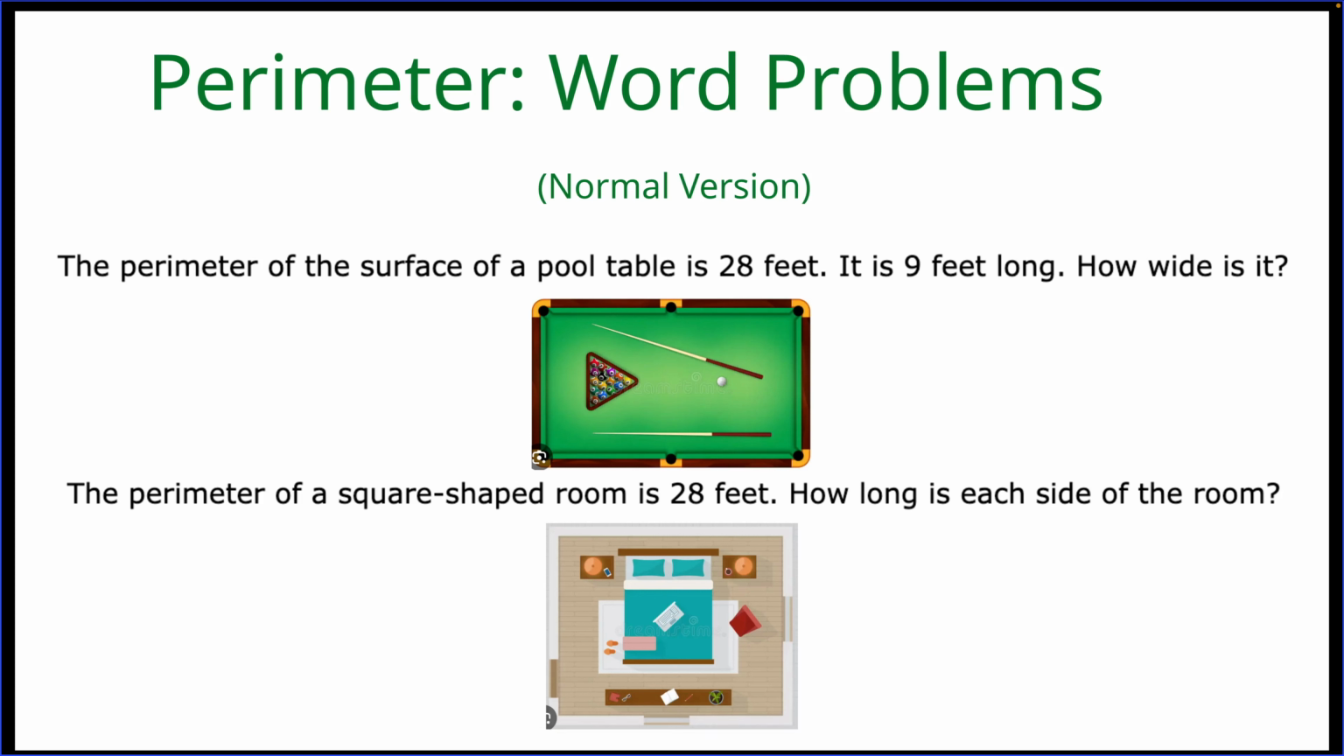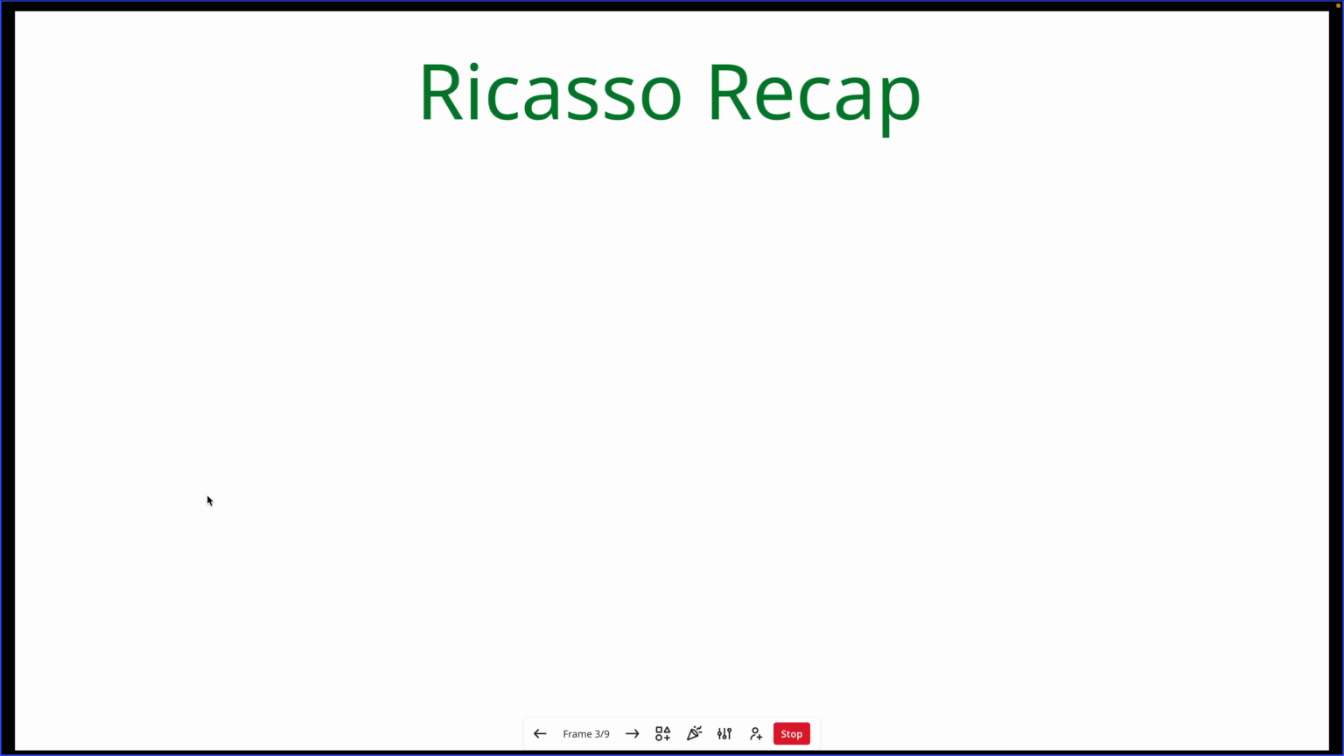Today we're going to be looking at perimeter in word problems, similar to these problems that you see on the screen. Just a reminder, this is the normal version of the lesson. If you'd like the speedrun version where we go through it pretty quickly, I will link that in the description below. All right, your Ricasso Recap starts now in 30 seconds or less.